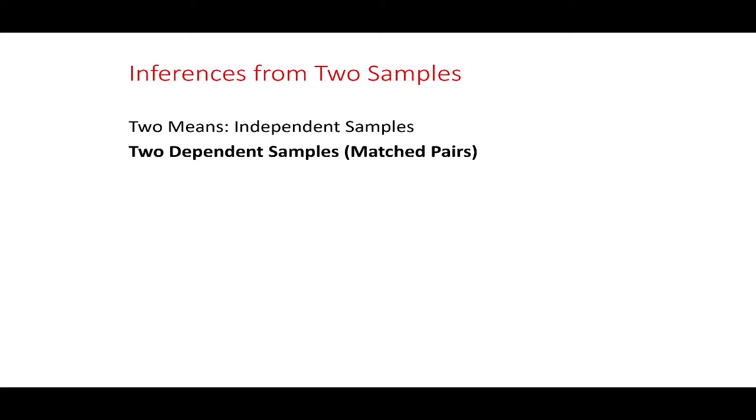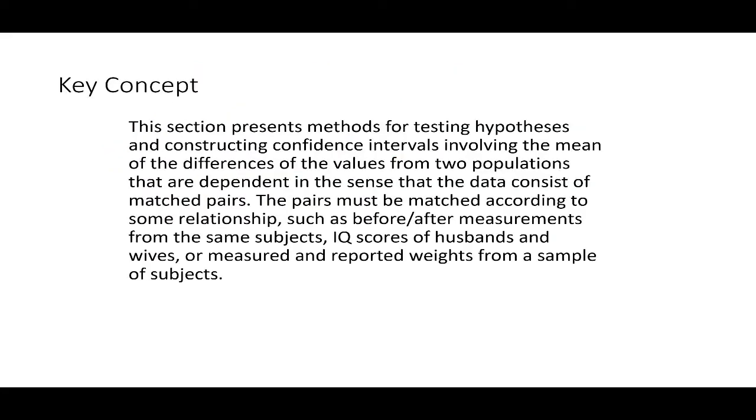Okay, the chapter is inferences from two samples. We already covered the first section, and this is our second section from this same chapter. In the previous section, we used two samples and they were independent samples. This time, we are using two dependent samples, but that dependency comes from some kind of pair.